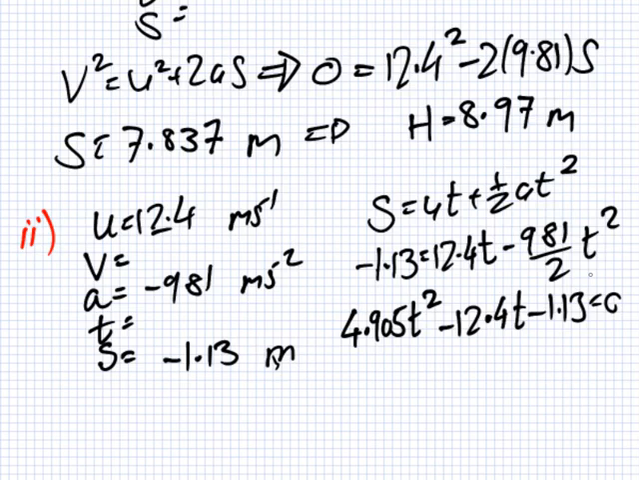Right, so when we solve this quadratic, we get two answers. The first answer is what we take, because we always take the positive time. The second answer we don't take. Okay?